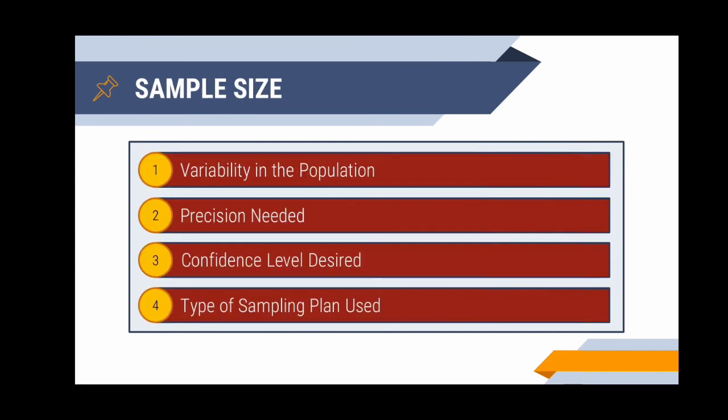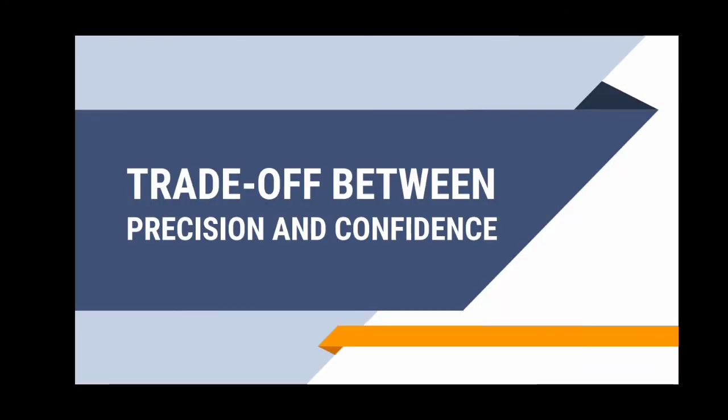In sum, the sample size is a function of the variability in the population, precision needed, confidence level desired, and type of sampling plan used, like kung simple random sampling ba yan or stratified random sampling and the like. Now, before tayo mag-jump sa hypothesis testing, balikan muna natin yung iniwan natin kanina. Let's now tackle about the trade-off between precision and confidence.